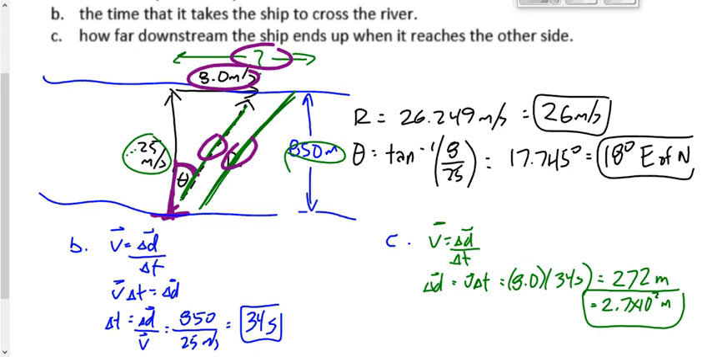Okay, I got one more example problem that I want to give you with this before we move on to the next topic. One more question on your worksheet that I want to have you work on with this. And then we'll move on to our last topic of the unit, which is projectile motion.